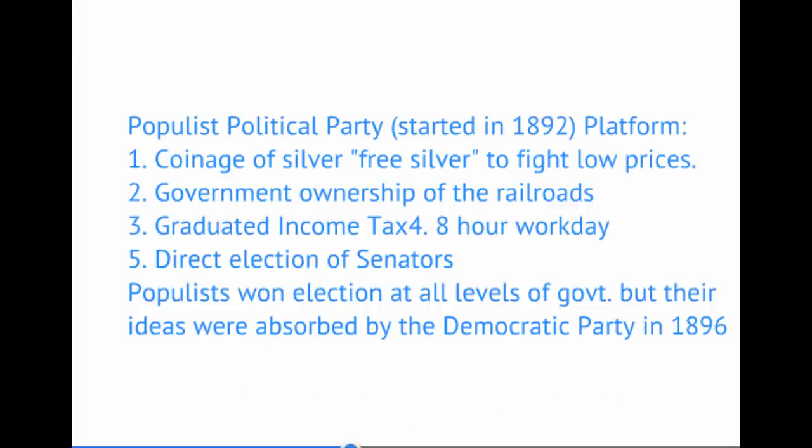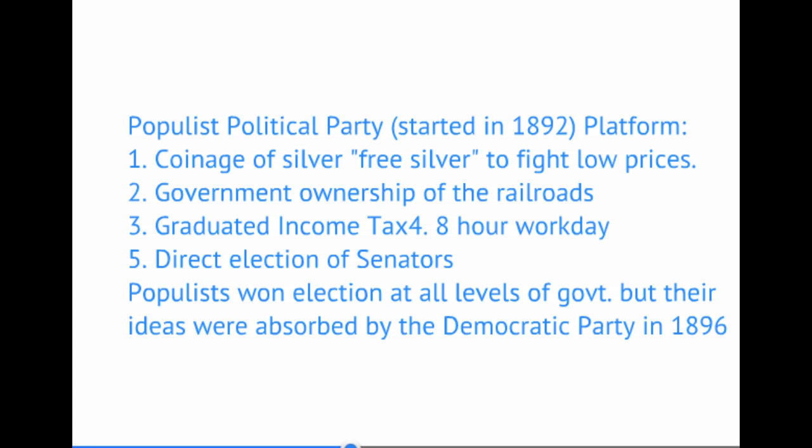If we take a look, the Populist Party platform had 5 different pieces to it. Number one, the coinage of silver to fight low prices. I'm going to talk about that more in a moment. Let's skip to the others for now. Item number 2, the Populist Party wanted direct government ownership of the railroads, and that was due in part to the very high prices that the railroads were charging the farmers to ship their crops. The Populist Party wanted a graduated income tax, meaning that the more you earned, the higher percentage of your income that you paid in tax.